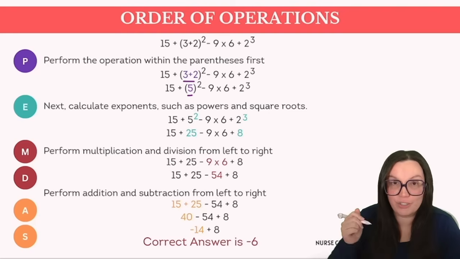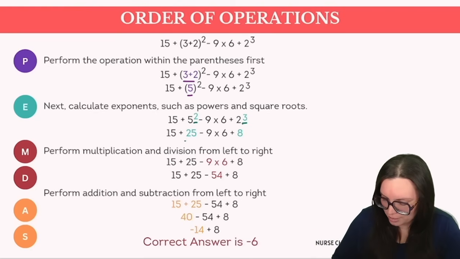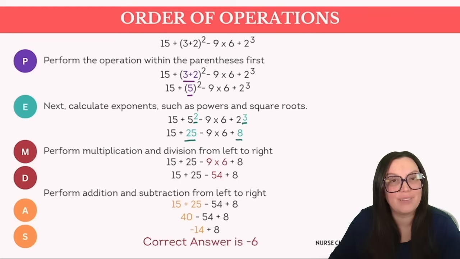Moving down, next, we're going to calculate our exponents. That's our powers and our square roots. So we have two exponents here. We have 5 raised to the power of 2 and 2 raised to the power of 3. 5 raised to the power of 2 is going to give us 25, and 2 raised to the power of 3 is going to give us 8.